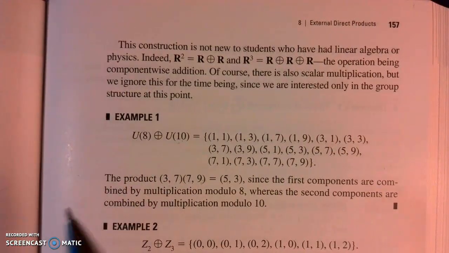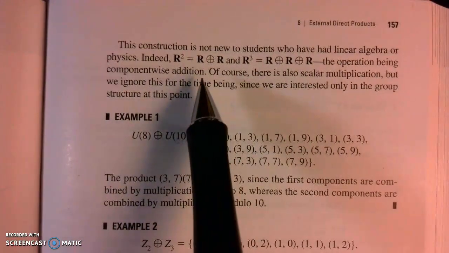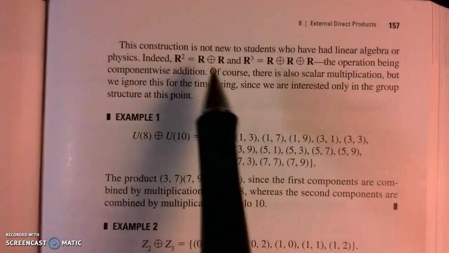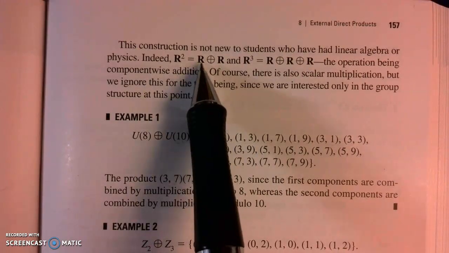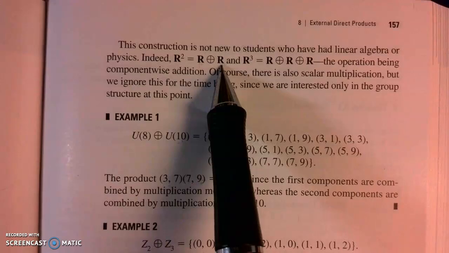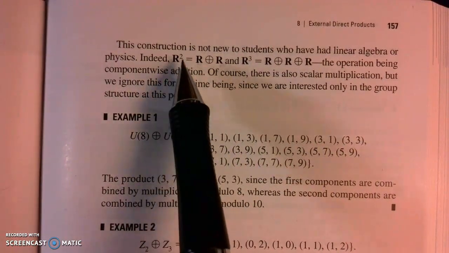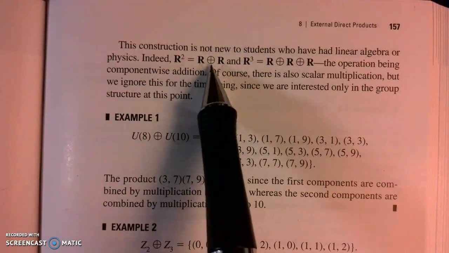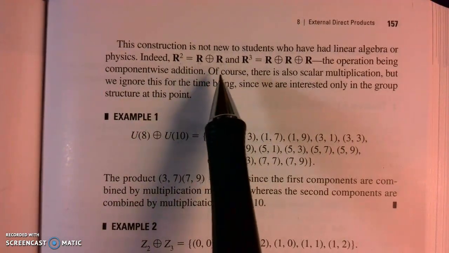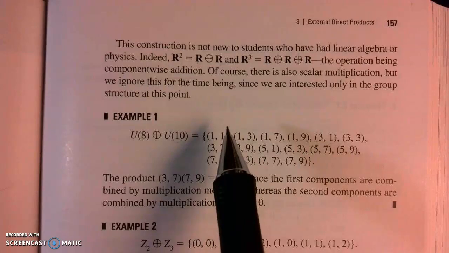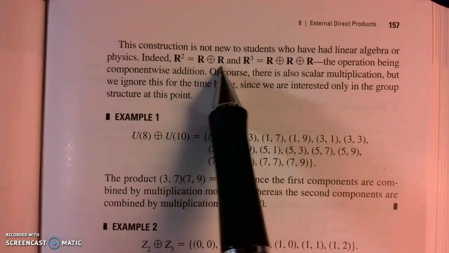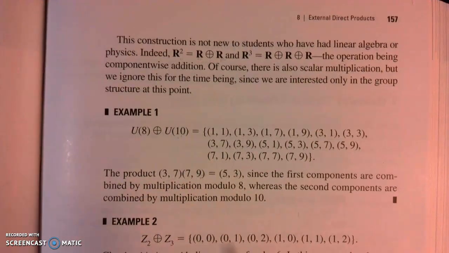If R is the additive group of the real numbers, then R squared is R external direct product with R. This is just the plane. We add pairs component-wise, which corresponds to adding vectors in the plane.